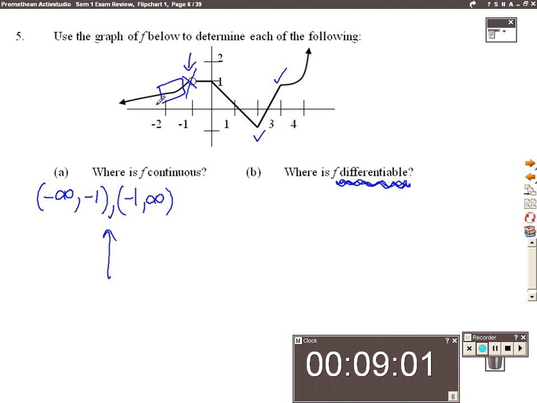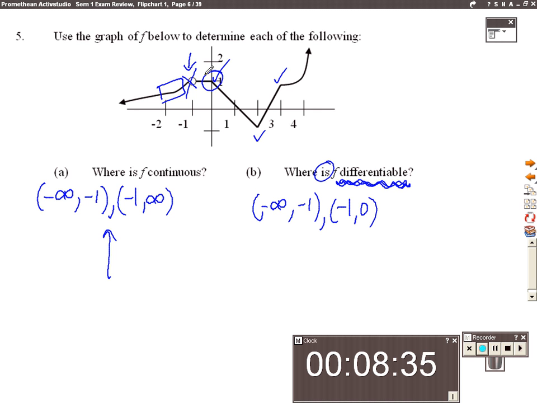So we're looking for the positive. Where does the function have a derivative? Well, there is a derivative from negative infinity all the way up to negative 1. No derivative at negative 1. Then we continue with the derivative. Oh, I missed a sharp turn right there. I almost missed it. So from negative 1 to 0, because at 0, that's a sharp turn.